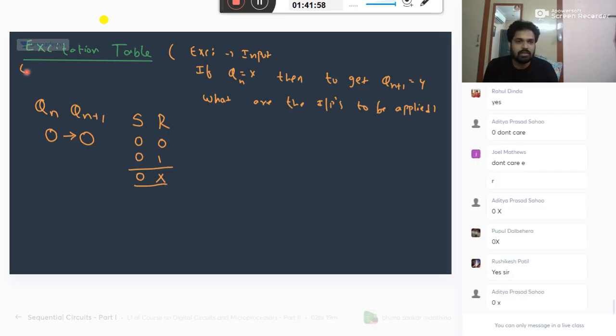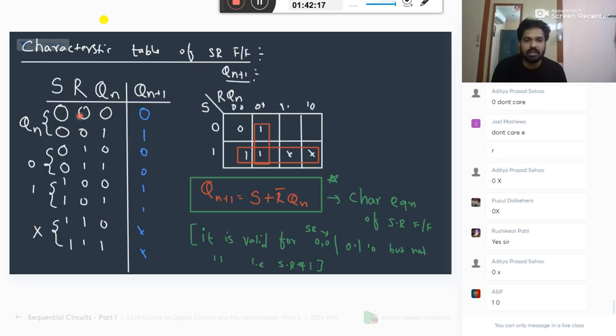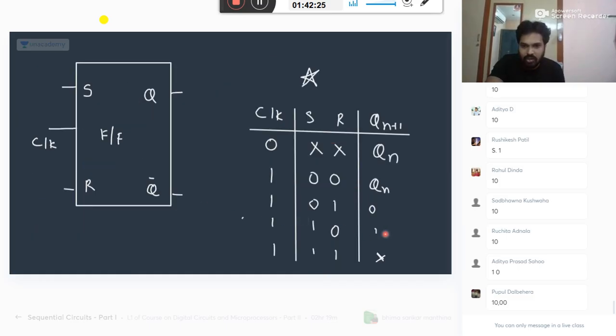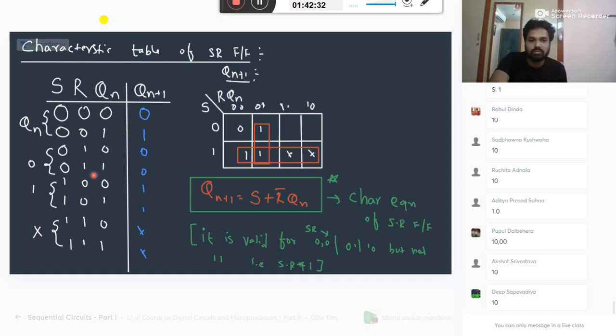You can also say it is a reverse of the characteristic table. Very good. Just wait. So presently 0, next I want 1. What to do? See here again. If you want 1 in the output, go back to the truth table. You should remember, if you want 1 in the output, what is the input to be applied? 1, 0.